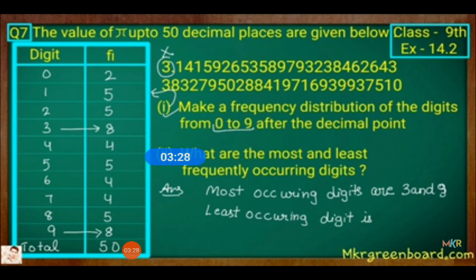After that, second part, least occurring digit. So again move to the table and check which digit has come the least number of times, meaning whose frequency is less, the smallest, that is 0. The frequency of 0 is only 2.